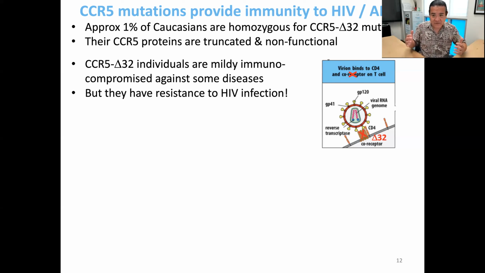Fortunately, the CCR5 receptor is a bit redundant, right? There are other immune receptors that kind of make up for it. So the loss of a functional CCR5 is not that severe, but it does mean you're probably more prone to getting sick. But the amazing thing about this is because CCR5 is one of the prime receptors used by HIV to gain entrance into the cells, that means these individuals are actually resistant to HIV infection.